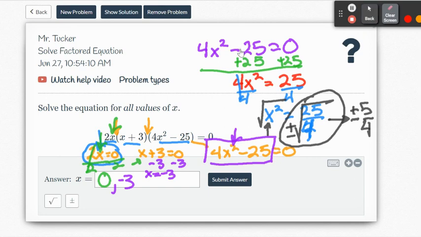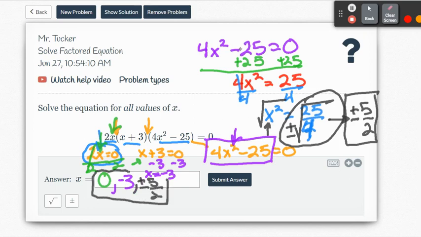So this is plus or minus 5 over 2, I meant to say. Because the square root of 25 is 5. The square root of 4 is 2. So it's plus or minus 5 halves. And so we have 0, negative 3, and then plus or minus 5 halves. That's 4 solutions to this factored form polynomial.